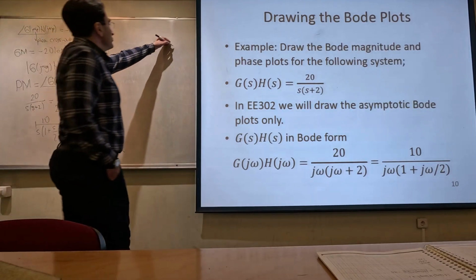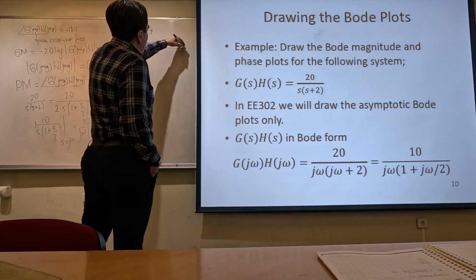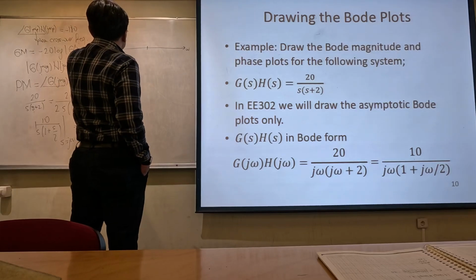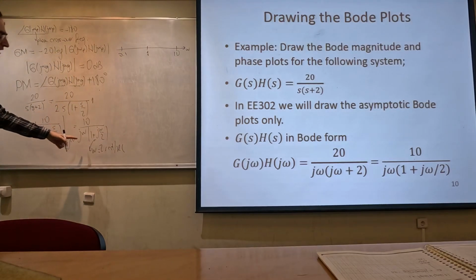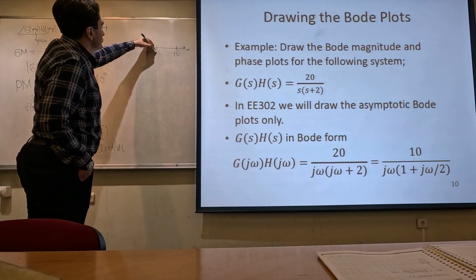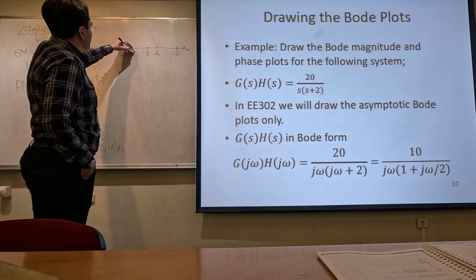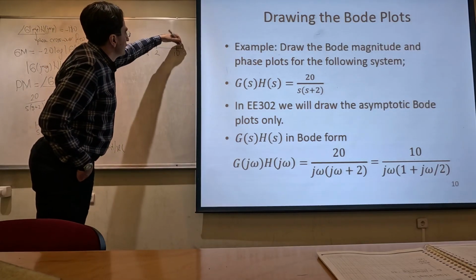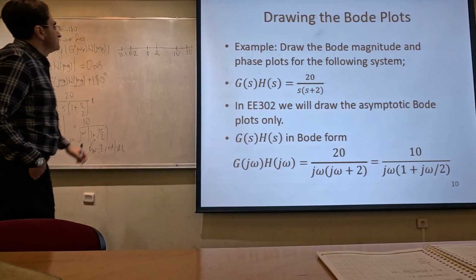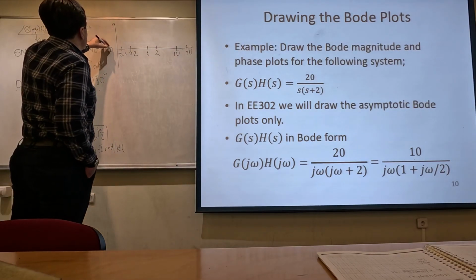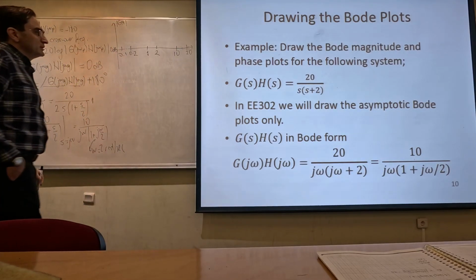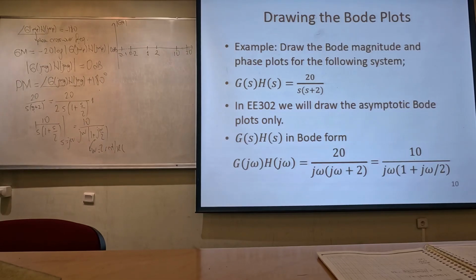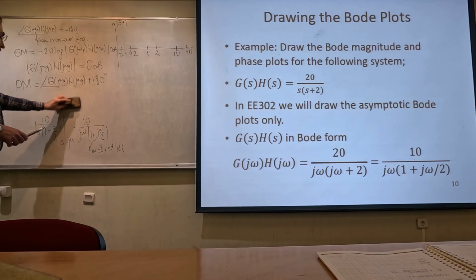So when I try to draw my Bode plot, I see that here there are frequencies 0.1, 1, and 10. Then I can mark this corner frequency as 2 here. And this is 0.2, and this point here is 20. Then I can put my 0 dB line here, and here there will be magnitude GH in dB scale. So now let us first try to draw the magnitude.